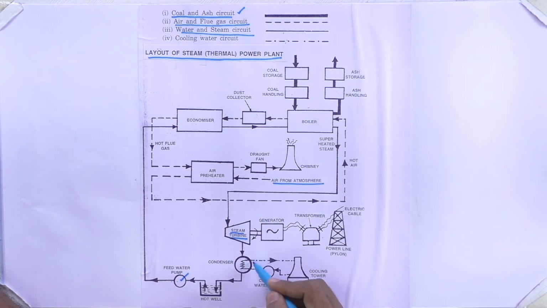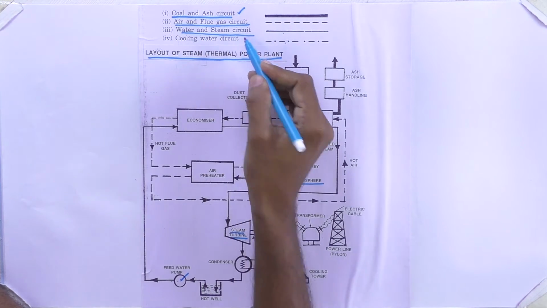What happens in the condenser? The condenser is used to cool the turbine steam, so that the steam is cooled and converted into water. Then it comes back and is stored in the hot well. This is the water and steam circuit.